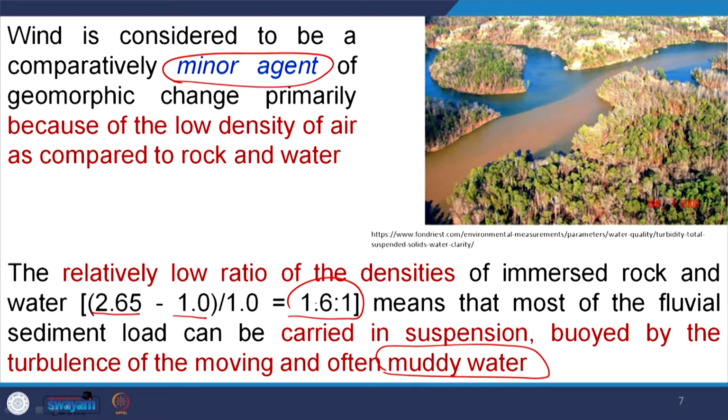And the second thing is that if you see a map, wind is restricted to a particular environment, and glaciers are restricted to a particular environment, but the river system is well organized and well distributed throughout the continental system. So, more area is affected by rivers as compared to wind and glaciers.